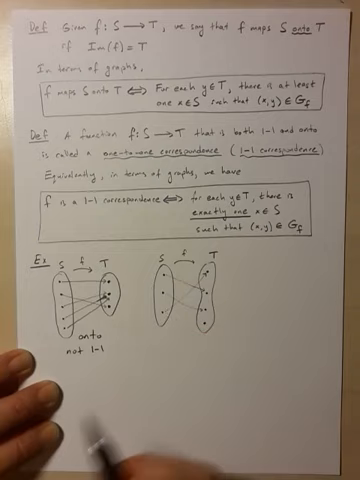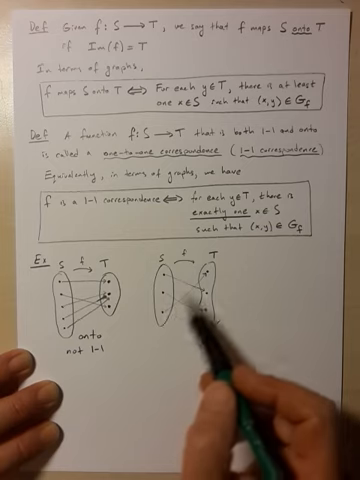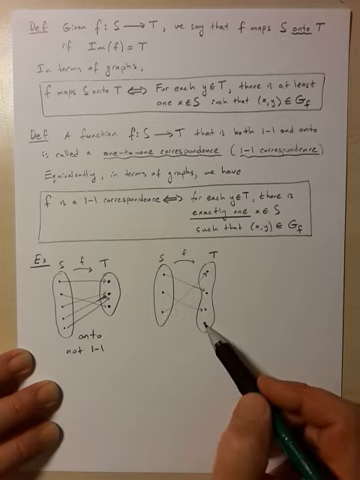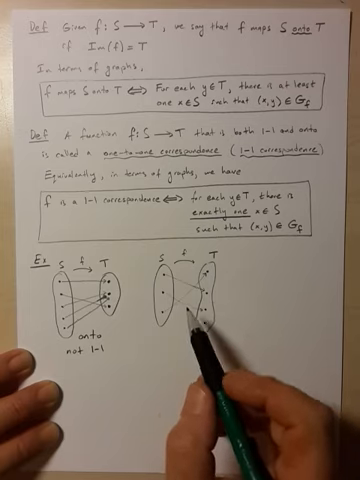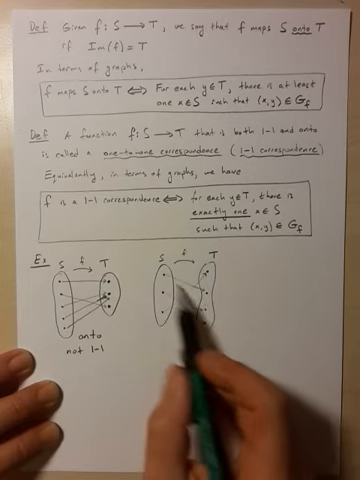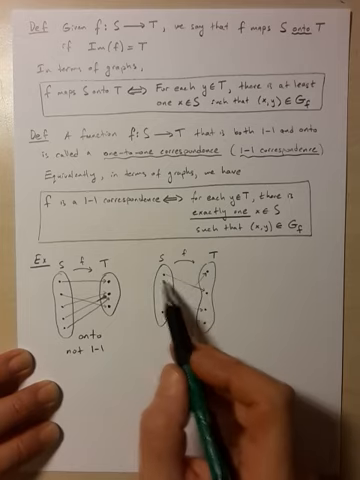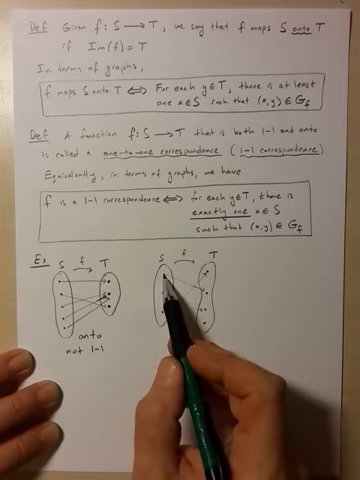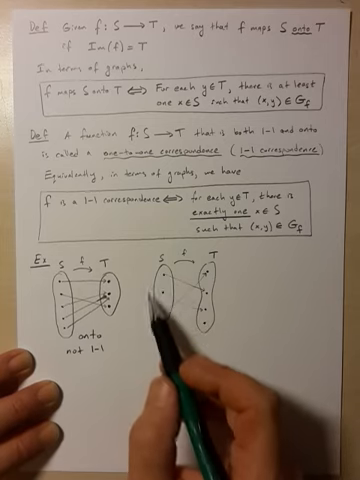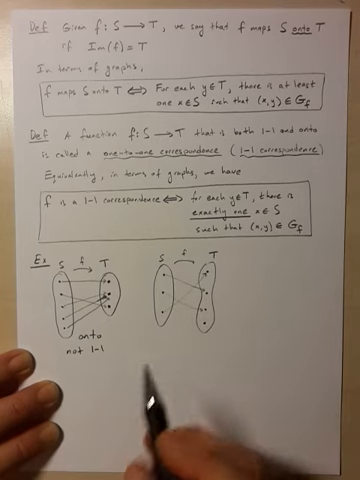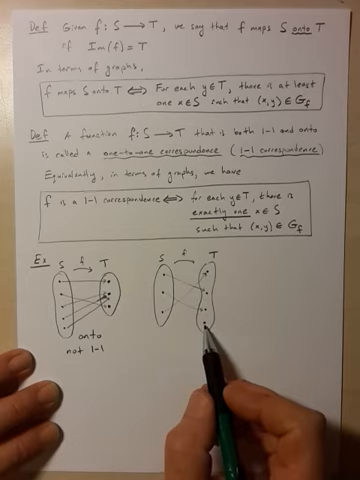Okay, is this a function? Let's check first. All the elements of S, right, have image values. Okay, first condition. Second condition, assignments are unique, right? I mean, this point goes to that point. This point doesn't go to any other point, right? So for each point of S, we have a unique assignment. So that means f is a function, definitely. But it is not onto, right?